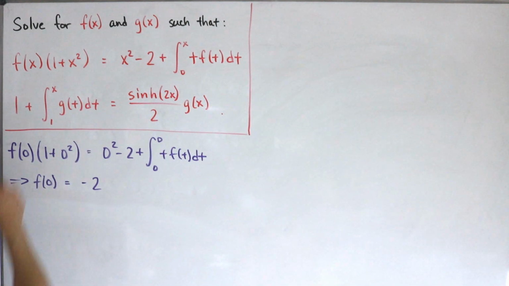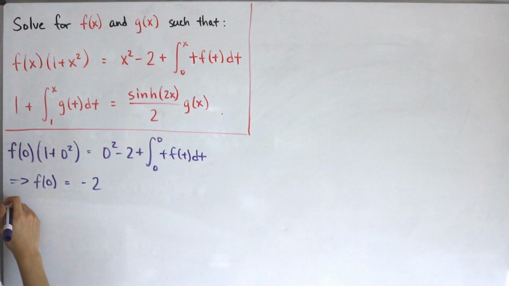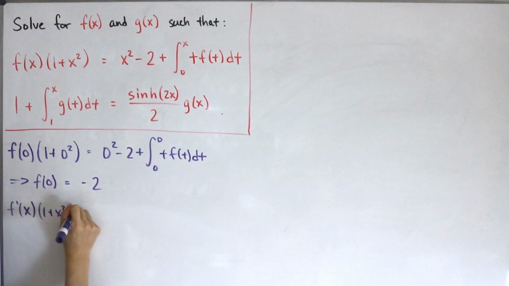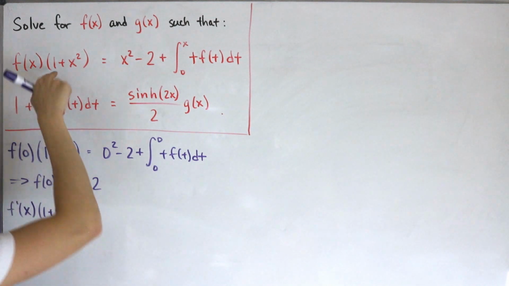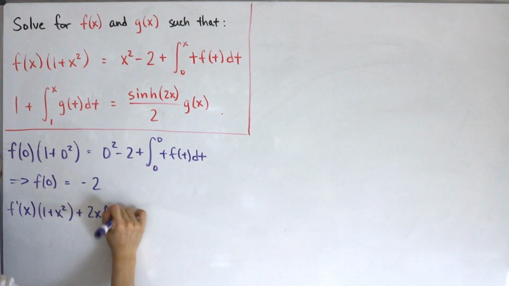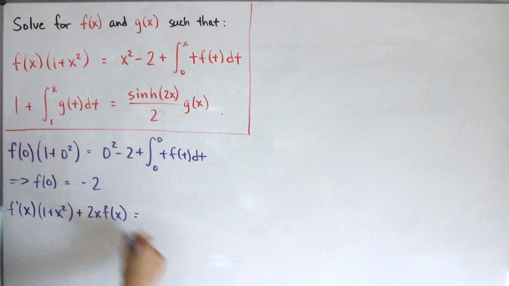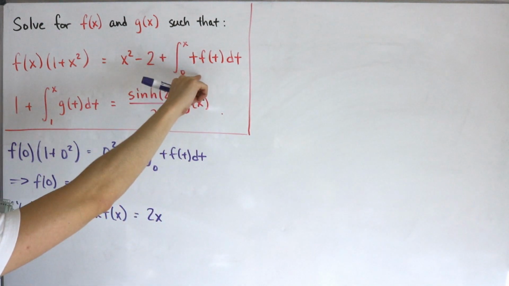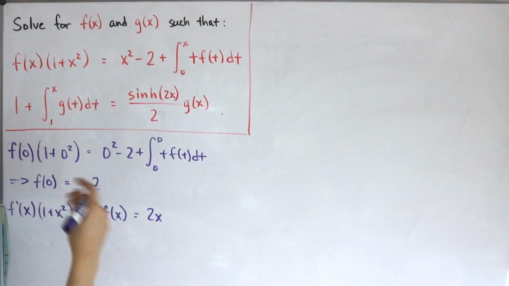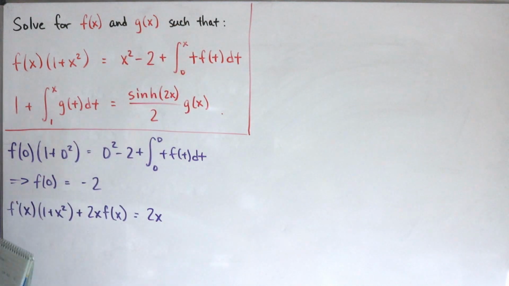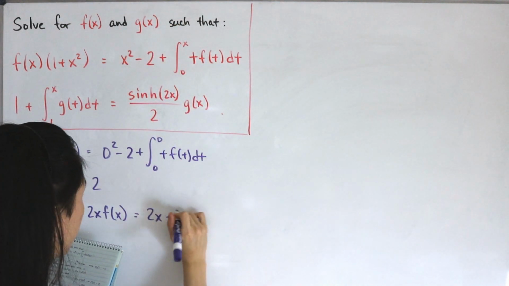Now the next step is, why don't we take the derivative of both sides? That means we have to apply the product rule over here. What we have is f prime of x multiplied with 1 plus x squared, plus the derivative of 1 plus x squared times f of x. That's going to be 2x times f of x. Set this equal to the derivative over here, which is just going to be 2x. The derivative of -2 is just 0. And then taking the derivative of this integral, all you have to do is apply the fundamental theorem of calculus. So put in the x for our integrand and then take the derivative. That's simply x times f of x.